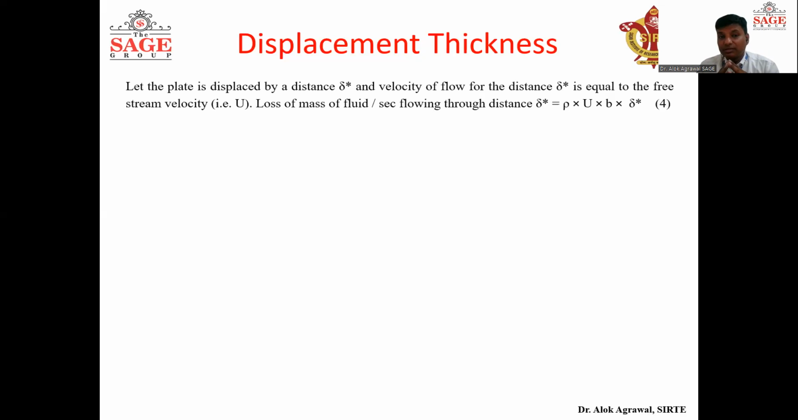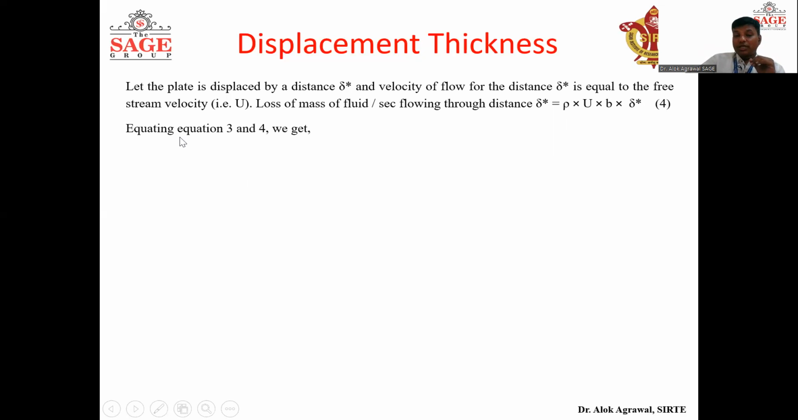We are moving the plate by a distance delta star in the y direction. When we move the plate by delta star distance, then what will happen? The mass flow rate will reduce, because now the plate is moved by a distance delta star, and because of that the fluid flowing past the solid body will reduce, and that reduction will be rho U, using the free stream velocity, the width of the plate is constant b, and now we have moved the plate by delta star, so it will be rho U into b into delta star. Give this equation 4.